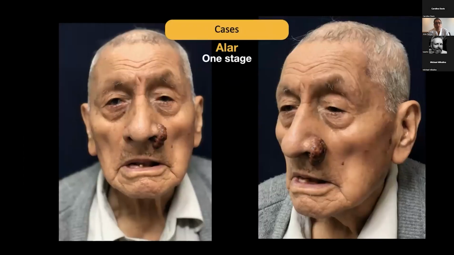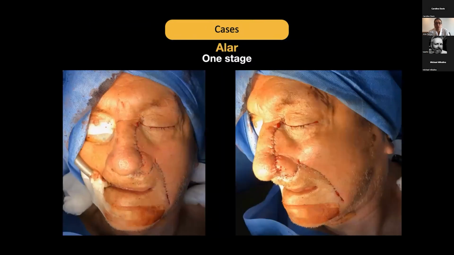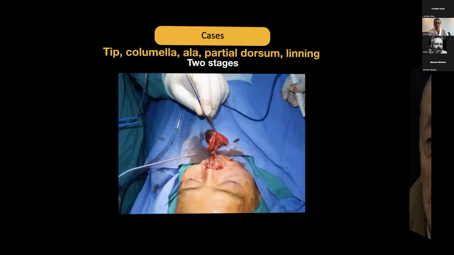This is an ala nose basal cell skin cancer, no, it's an ischemic cell cancer. We do the removal, we draw the lines. In this case, we also did a nasolabial flap. We reconstructed the ala, and this is the control of the patient 4 or 5 months after the procedure. This is a case of melanoma.